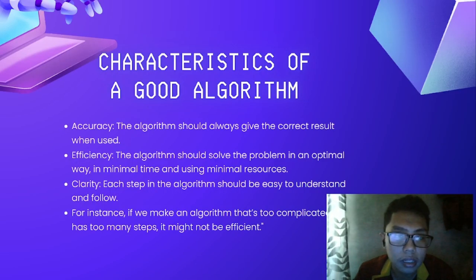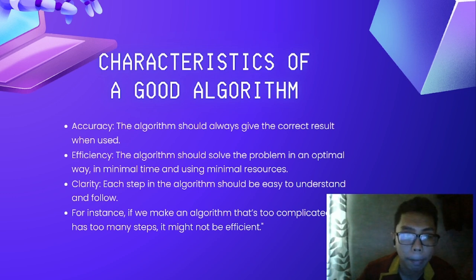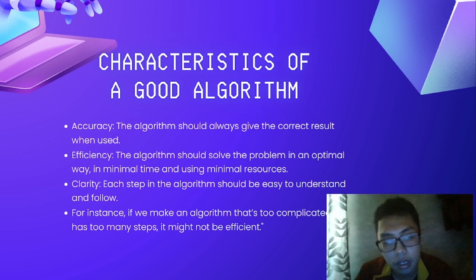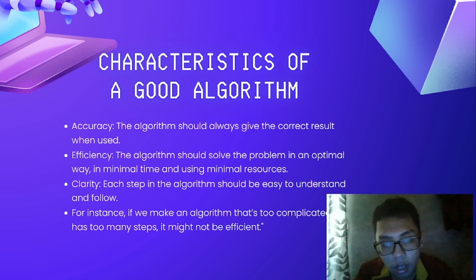Okay, next are the characteristics of an algorithm. Of course, not all algorithms are the same. There are a few criteria that make a good algorithm. Number one is accuracy. The algorithm should always give the correct result when used. Number two is efficiency. The algorithm should solve the problem in an optimal way, in minimal time and using minimal resources. Number three is clarity. Each step in the algorithm should be easy to understand and follow.